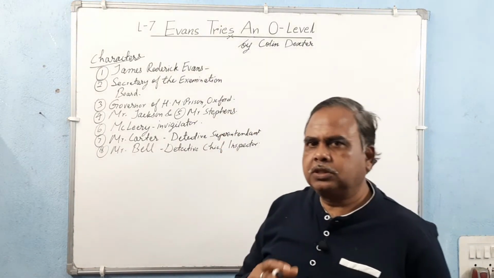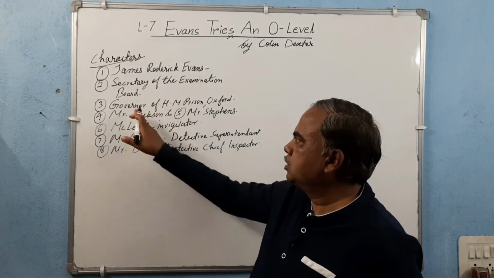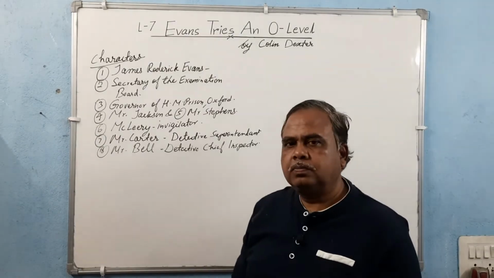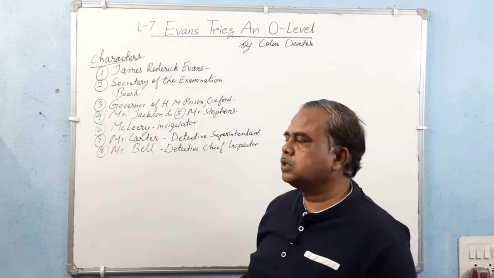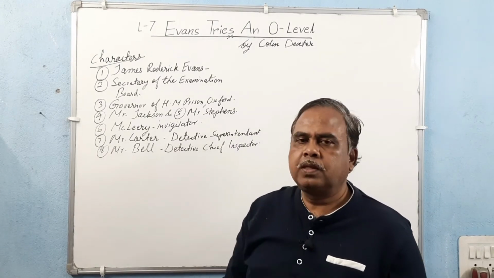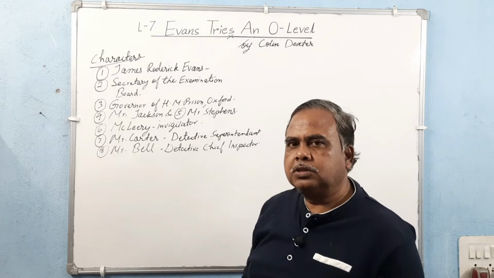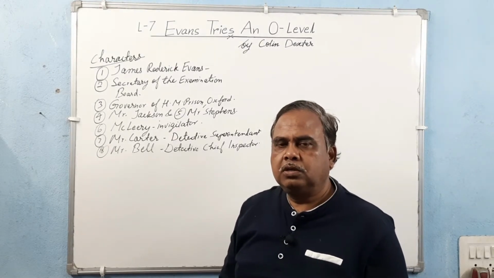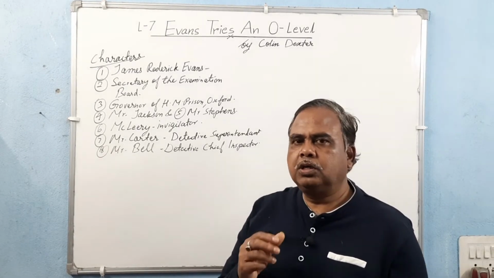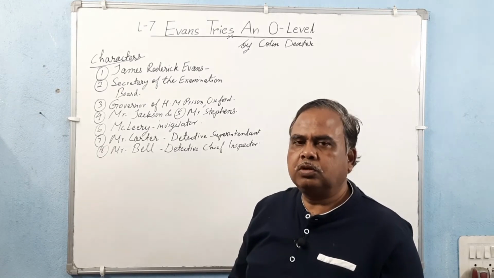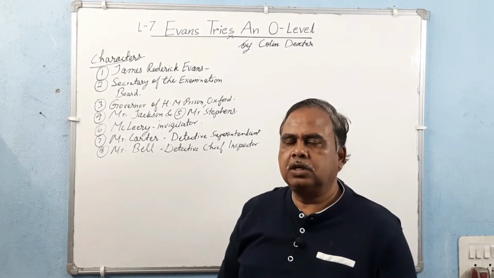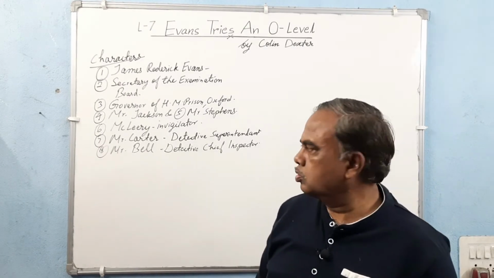The story starts with a conversation between the secretary of the examination board and the governor of HM prison. Here the governor requested the secretary to hold the German O-level examination for Evans in his cell. Cell means kamra. The secretary asked whether there is any violent record of Evans or not. When the governor said that there is no violent record of Evans, the governor gave permission to hold the German O-level examination in his cell. Cell means kamra, where Evans is locked.